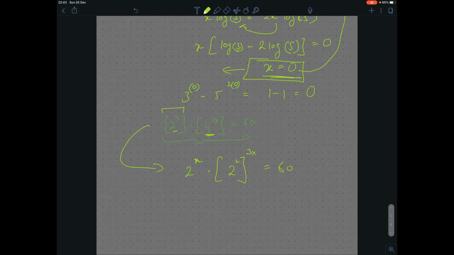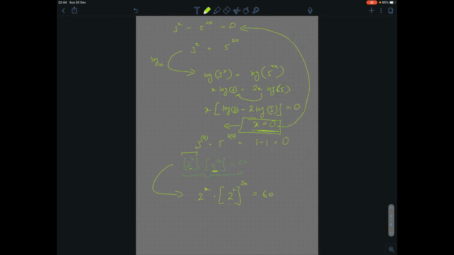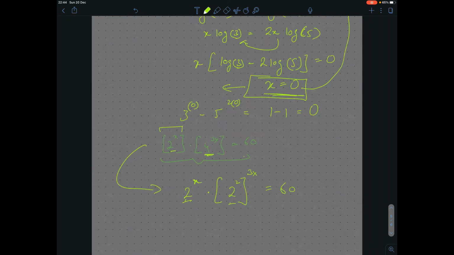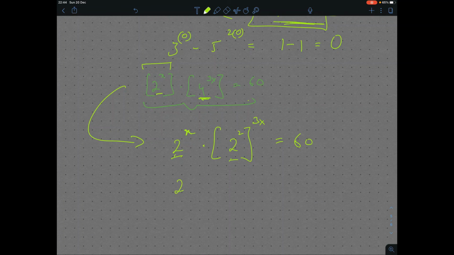Okay, so just observe what we have done over here. 4 can be written as 2 to the power of 2. So basically we just have a base of 2 over here and a base of 2 over here. So simplifying that, we get 2 to the power of x multiplied by 2 to the power of 6x, because 2 times 3x is 6x, is equal to 60. Okay, so since we have the same base 2 and base 2, and we have exponents of x and 6x, we can just combine them into one single expression. So what we get is 2 to the power of x plus 6x is equal to 60.